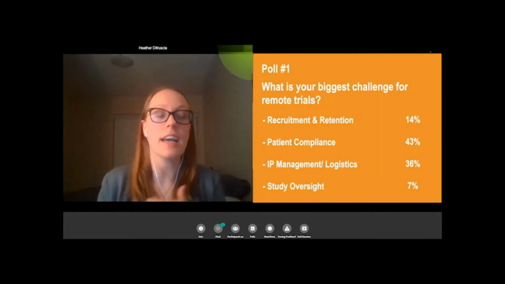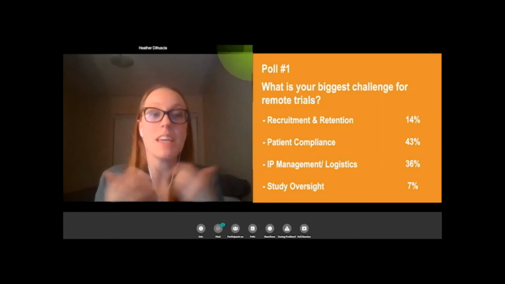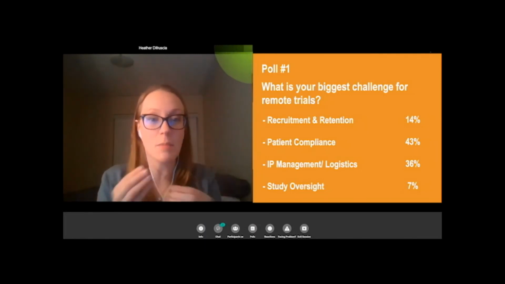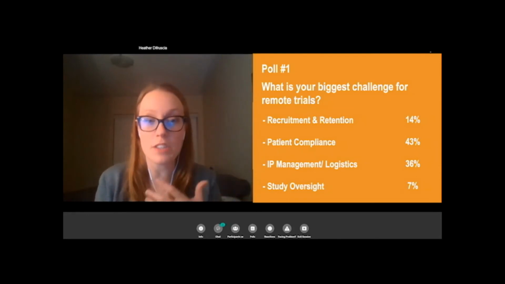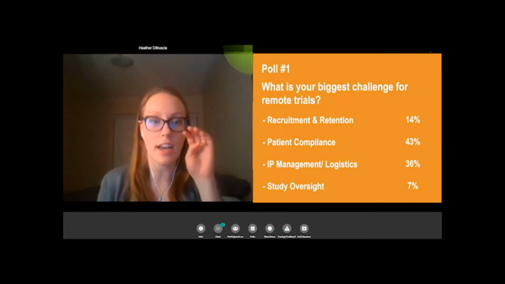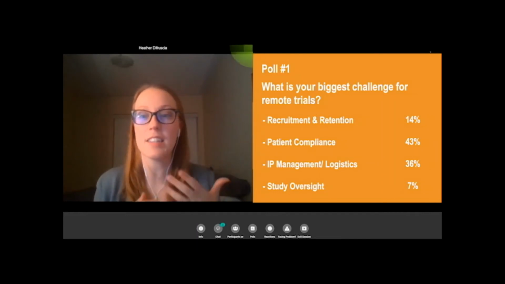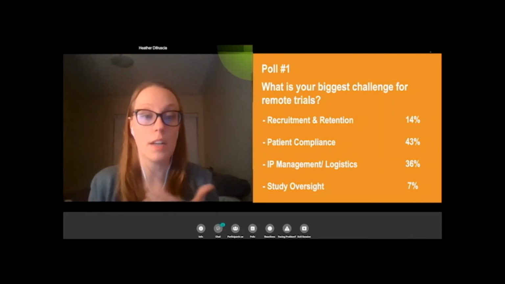So when we're looking at patient compliance and IP management and logistics, it makes sense that those are the top ones, as some of the technology that we talked about today is really focused on building and being able to not replace, but allow for other ways to interact with the patients, as well as managing the challenges for IP.